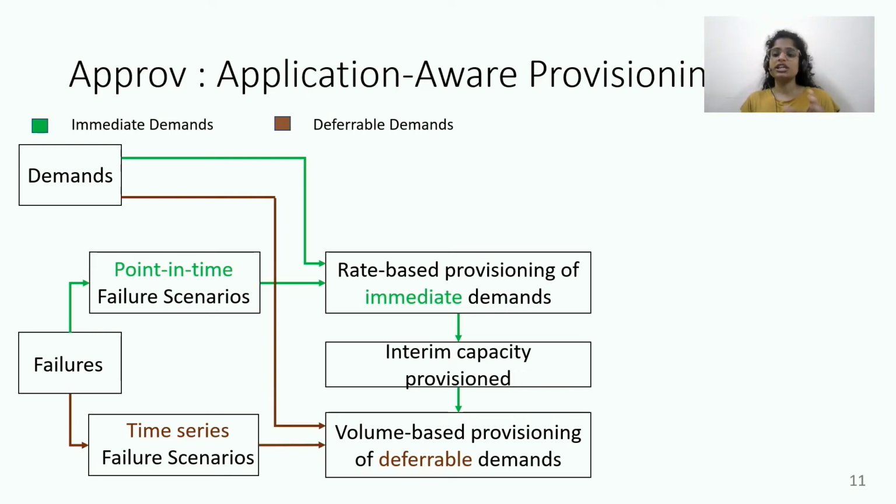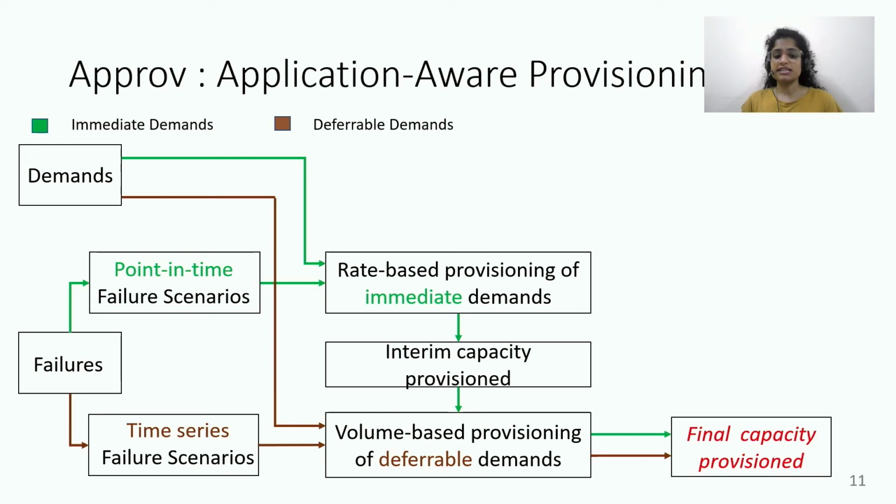Volume-based provisioning is essentially a packing problem with the objective of minimizing the capacity provision subject to the deadline constraints. Hence, volume-based provisioning will schedule the deferrable demands during the non-peak hours, minimizing the peak, and after the link gets repaired, minimizing the redundancy provision. The final capacity provision should be able to accommodate both immediate demands and deferrable demands in the face of failures, while ensuring that all the deadlines for deferrable demands are met, as well as the availability requirements are also satisfied. We talk more about availability requirements in the paper.